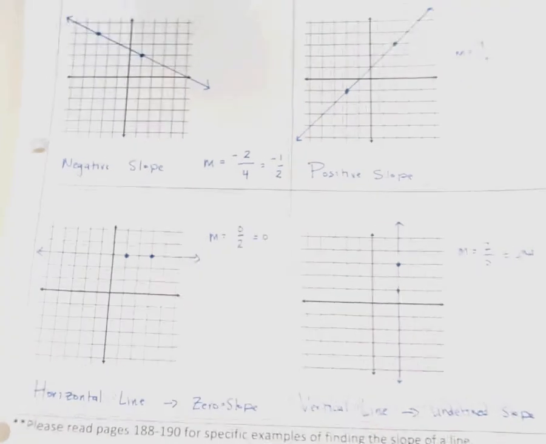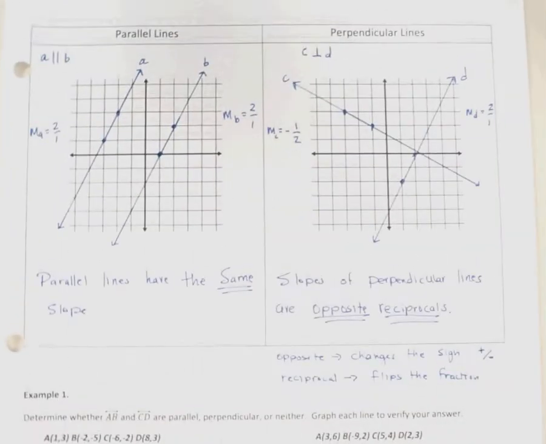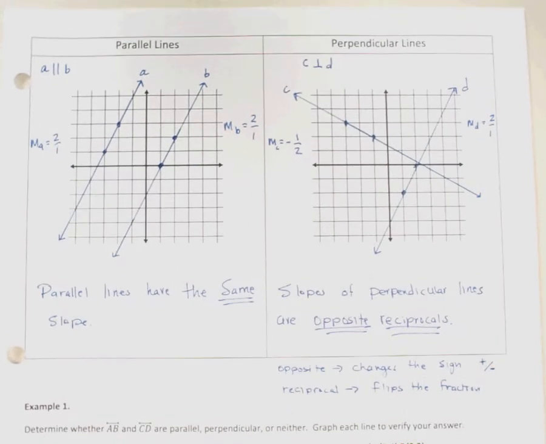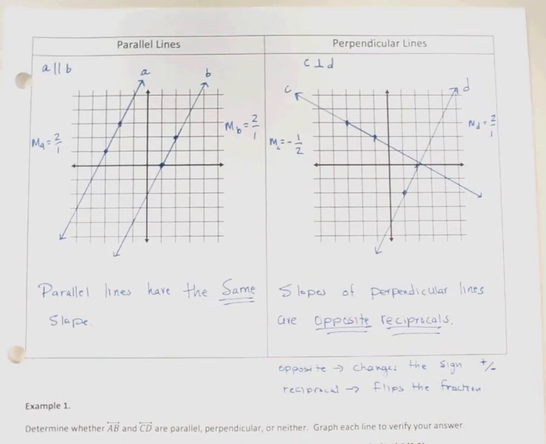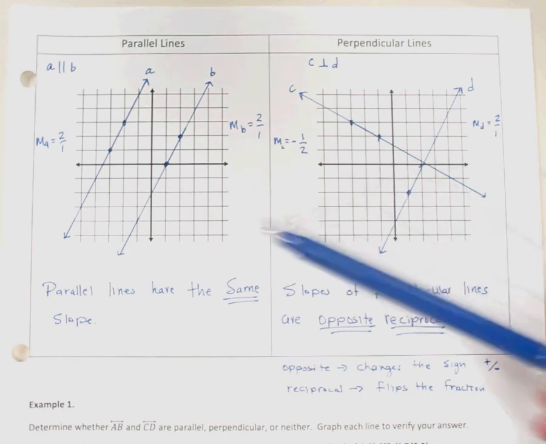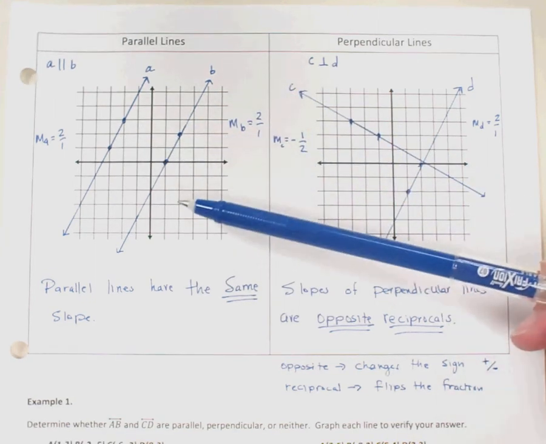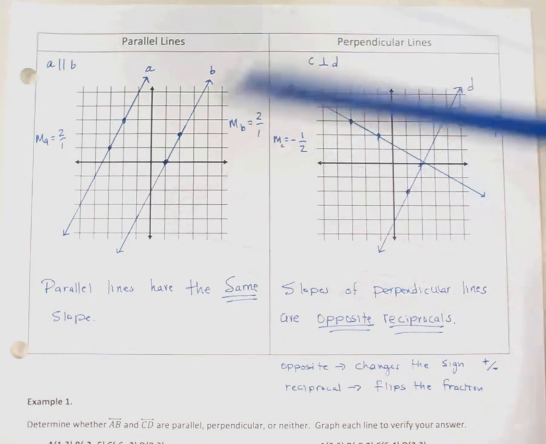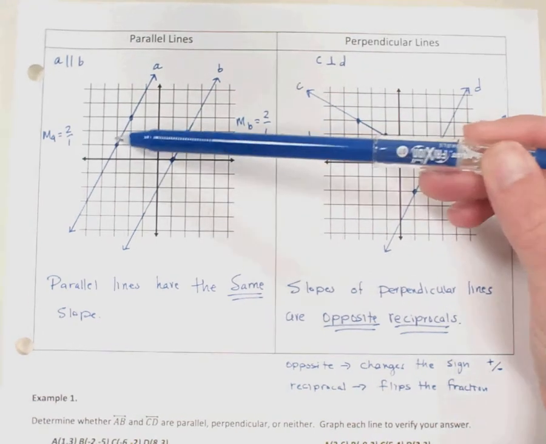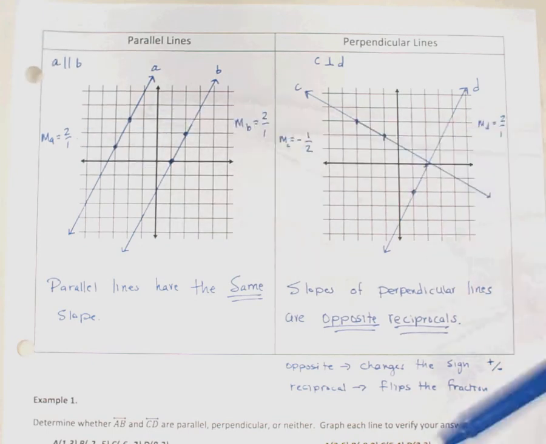How does this apply to Chapter 3? Well, in Chapter 3, we have focused on parallel lines, and in Chapter 1, we also looked at perpendicular lines. There's a special relationship between the slopes of parallel and perpendicular lines. On the left, we have an example of parallel lines. If you find the slope of each line, for line A, I'm going to count up 2 units and right 1 unit, so it has a slope of 2 over 1, which simplifies to 2.